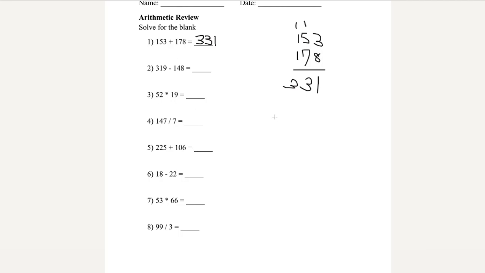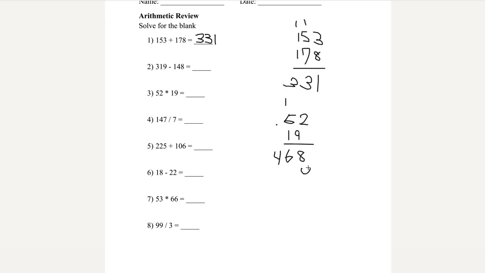Let's try a multiplication problem now. Let's look at number 3. We have 52 times 19. Make sure to multiply again. In order, we do 9 times 2, which is 18. 9 times 5, which is 45, plus 1, 46.